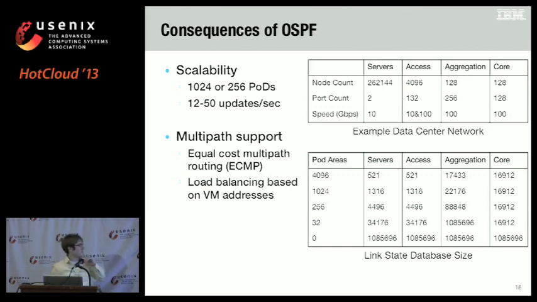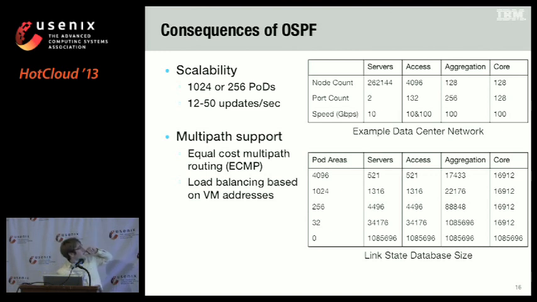to do is take an example data center network and see what the link state database was going to look like, and really for 1024 hosts and 256 PODs, they were reasonably sized. So things like 12 to 50 updates per second.